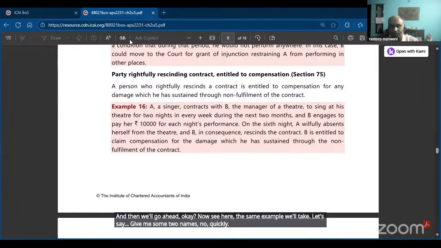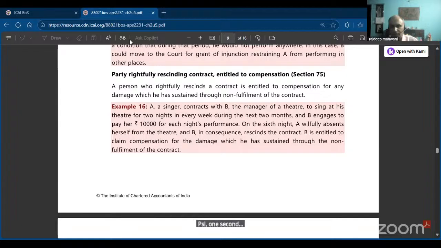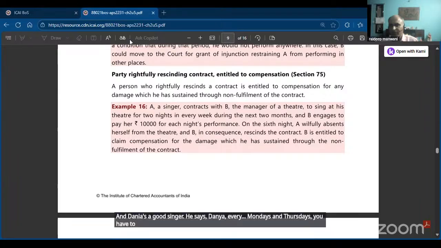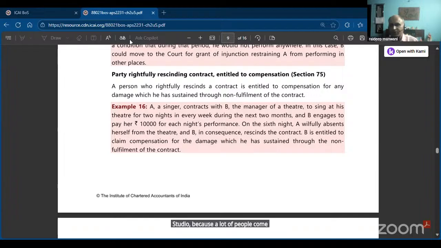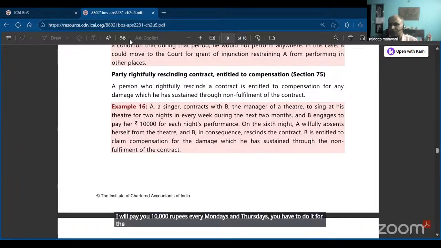Dhanya Bhatt and Yagnesh. Now let's say Yagnesh has a music theater and Dhanya is a good singer. He says, Dhanya, every Monday and Thursday you have to perform at my studio because a lot of people come. We charge them 100 rupees entry ticket. I will pay you 10,000 rupees every Monday and Thursday. You have to do it for the next 2 months.